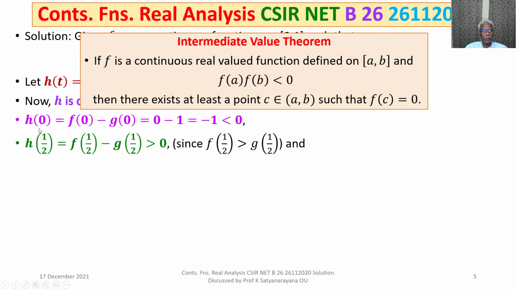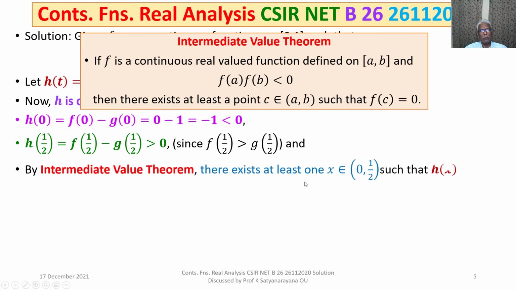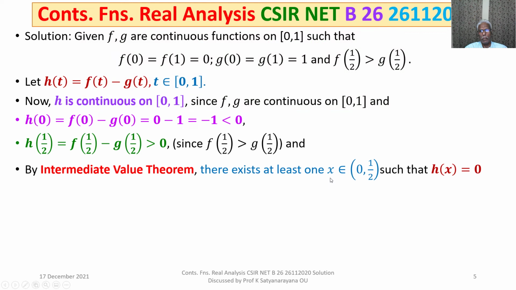Here h(t) is having opposite signs. h(0) is minus 1, h(1/2) is greater than 0, and they have opposite signs in the interval 0 to 1/2. So by the intermediate value theorem, there exists at least one point x belonging to the open interval (0, 1/2) such that h(x) = 0.